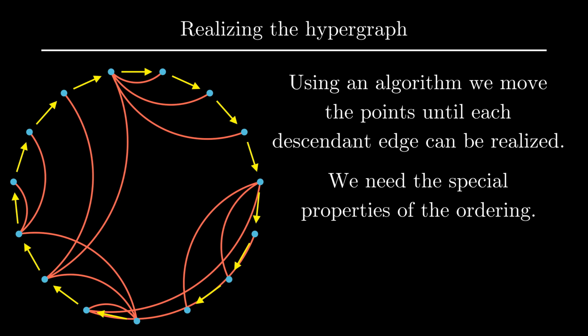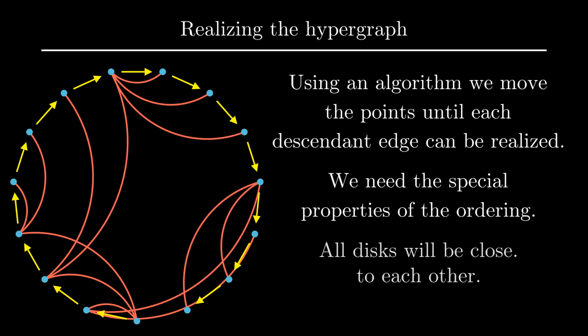This algorithm slowly updates the position of each vertex until all the descendant edges will be realized. We can also take care so that in the end all the disks are very close to each other. So, using a special ordering and an algorithm that updates the position of the points, we can show this second result. We can show that we can realize a non-two-colorable hypergraph in a very special way.